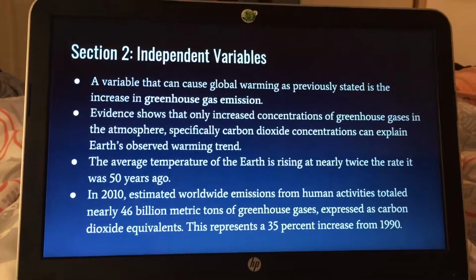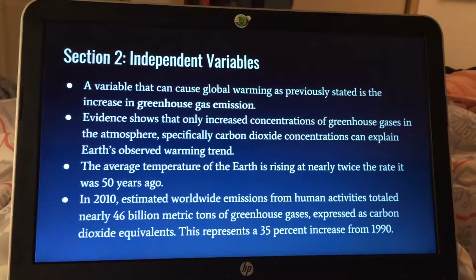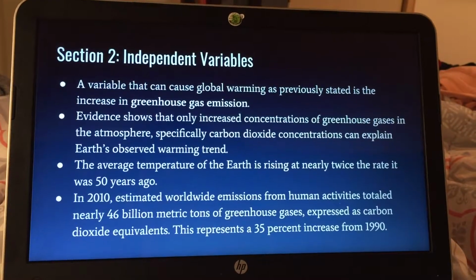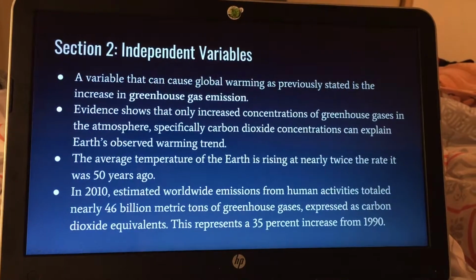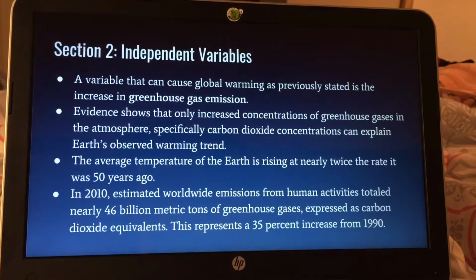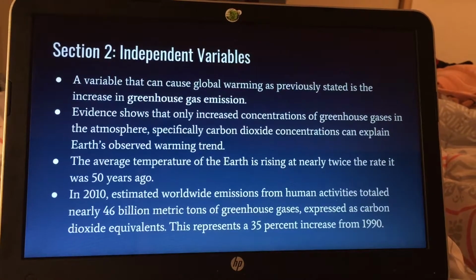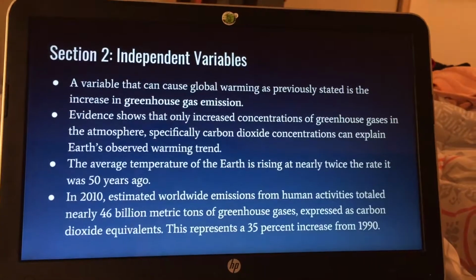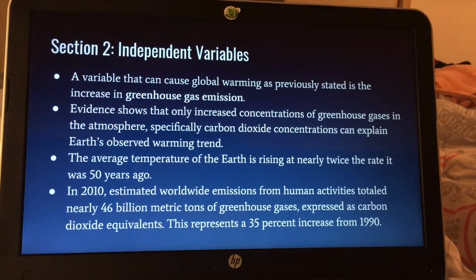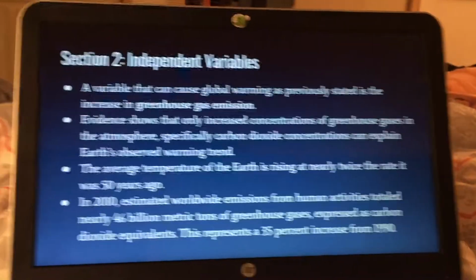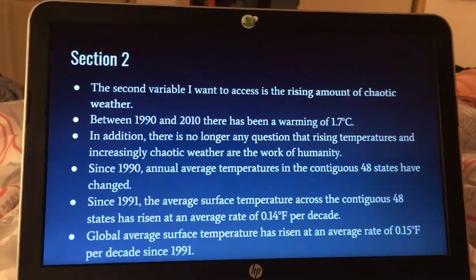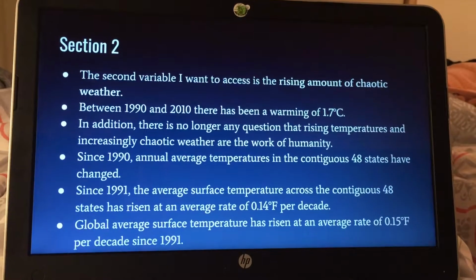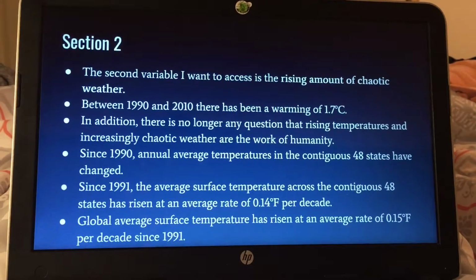The independent variables that I have chosen, the first one being greenhouse gas emissions. Evidence shows that only increased concentrations of greenhouse gases in the atmosphere, specifically carbon dioxide concentrate, can explain the Earth's observed warming trend. The second variable that I have chosen is the rising amount of chaotic weather.